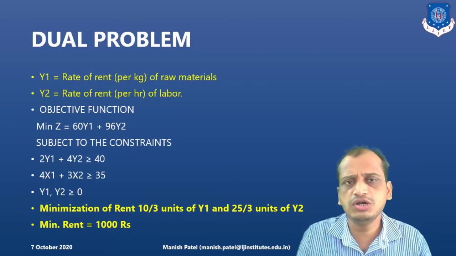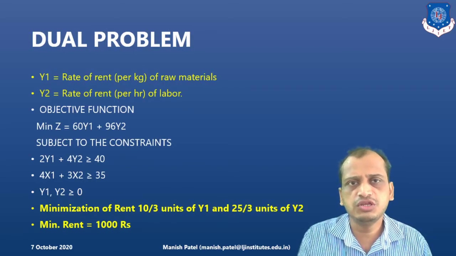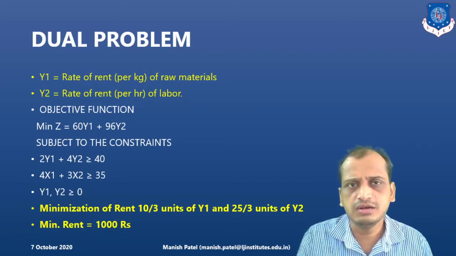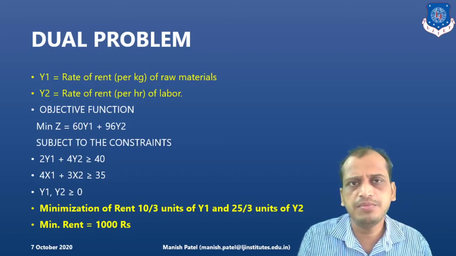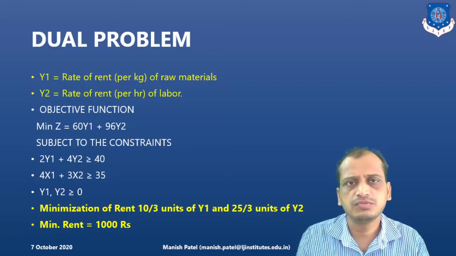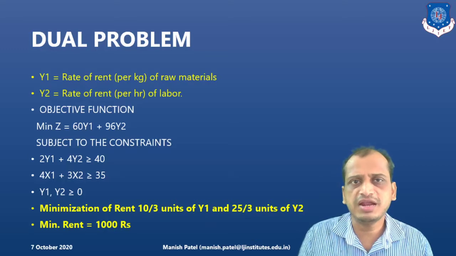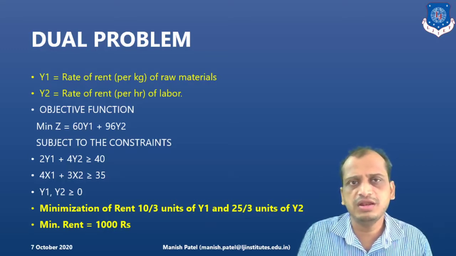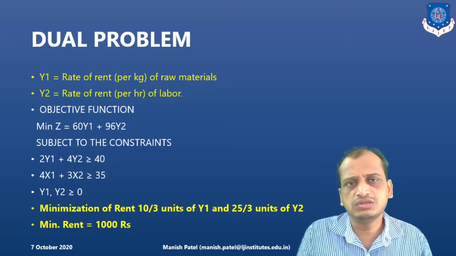When we convert this into a dual, y1 and y2 are the two dual variables. How do you interpret them? You interpret them as the rent derived per kg of raw material and per hour of labor. Remember this: when you convert into the dual, the variables become the rent. And what the manufacturer wants to do is minimize the rent. When it gives these resources as rent, the manufacturer wants to minimize the rent. So that is the concept of the dual problem.